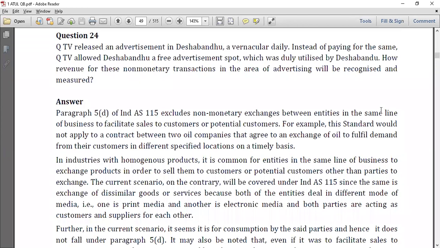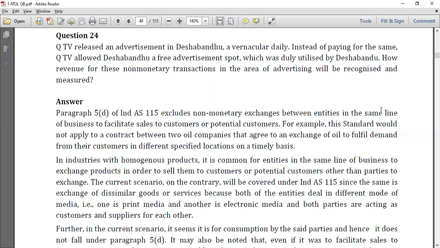Now the 24th is Q Limited. Q Limited has realized an advertisement in Deshbandhu, a vernacular daily newspaper. Instead of paying for the same, Q Limited allowed Deshbandhu a free advertisement spot. So it's like an exchange of services, which was duly utilized by Deshbandhu.